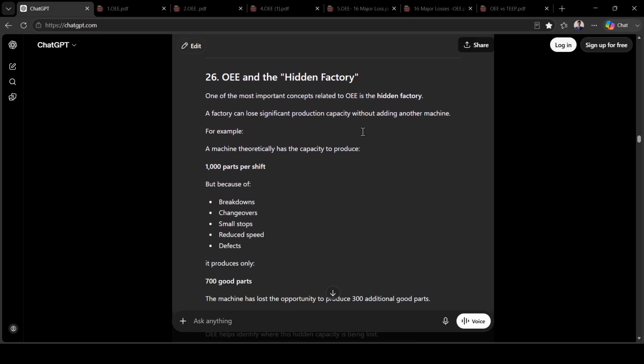OEE and the hidden factory. This is one more topic: OEE and the hidden factory.